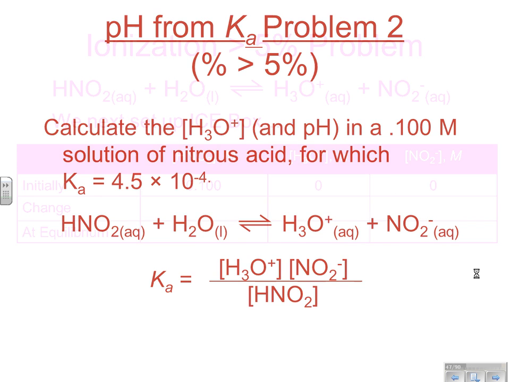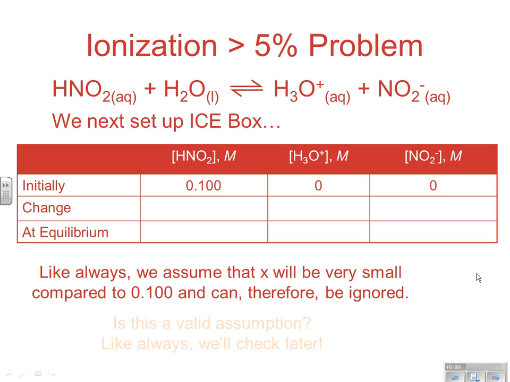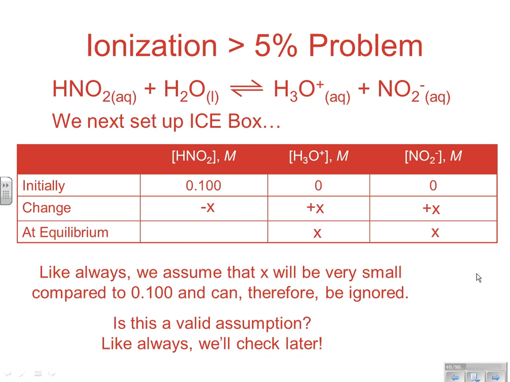And now I'm going to set up my icebox problem. My initial concentration of my acid was 0.100. I have 0 of my products at time 0. So as this reaction proceeds, that's going to go down by X, and those are going to go up by X. Now, what we're going to end up doing here is add those together to get that. Now, we are going to assume, because every time we assume this, that this value of X is so small we can ignore it. So what we're always going to do is this neglect X thing. Remember, I want you to write this.